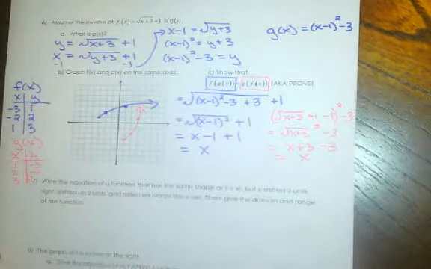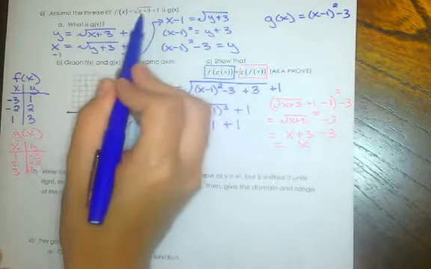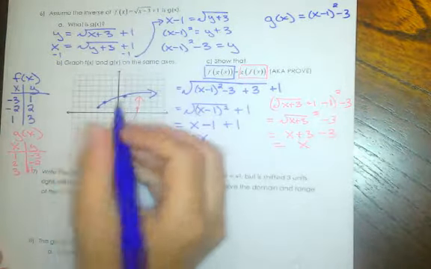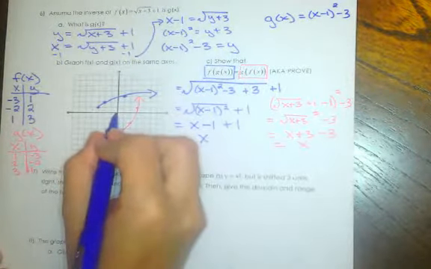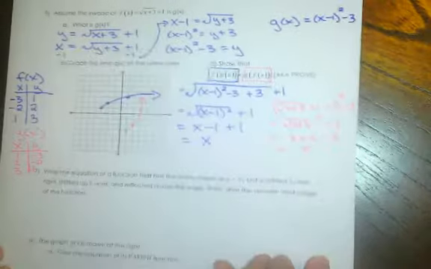Next, it says graph them on the same set of axes. So I kind of tried to color code it. I took the original f of x. Hopefully you know this is a square root curve shifted to the left by 3 and up 1. So you could have taken your original square root curve that had a point at 0, 0 and shifted it to the left 3, up 1, and sketched from there.